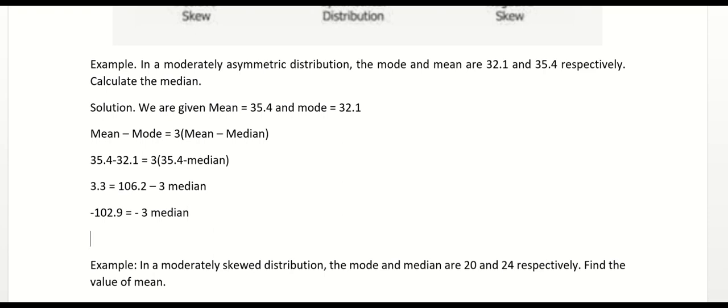Now we will solve it. This minus and minus will get cancelled out. 102.9 divided by 3 is median. So our median is 34.3. So this is how we have calculated median.